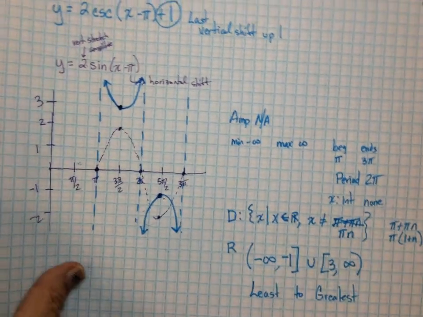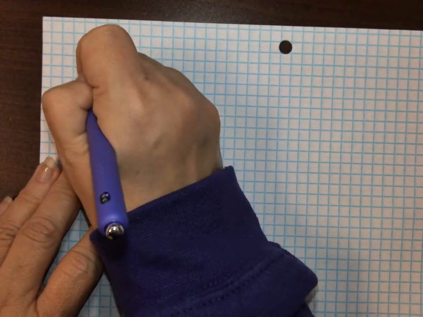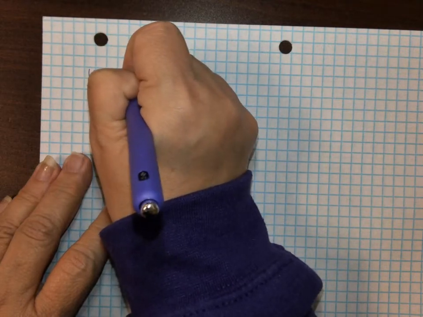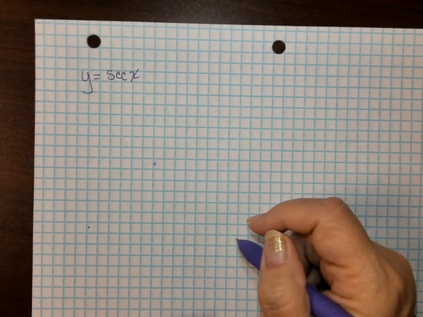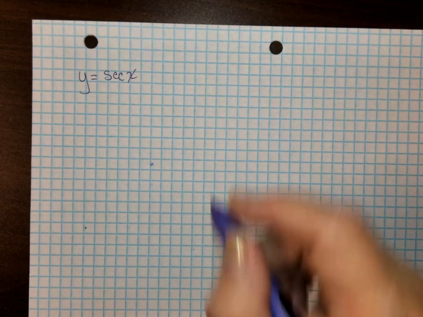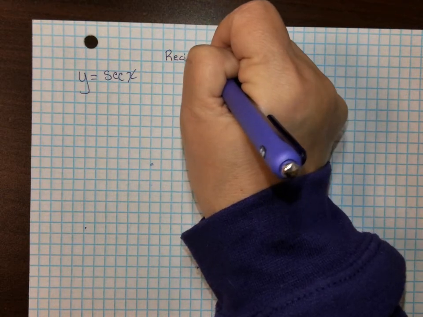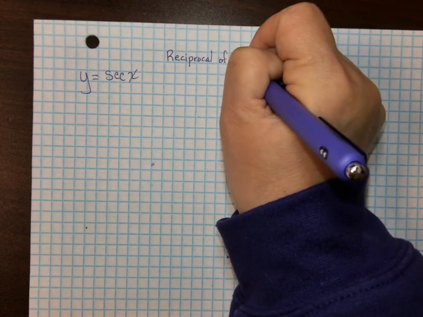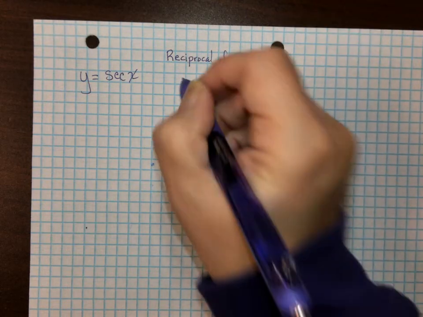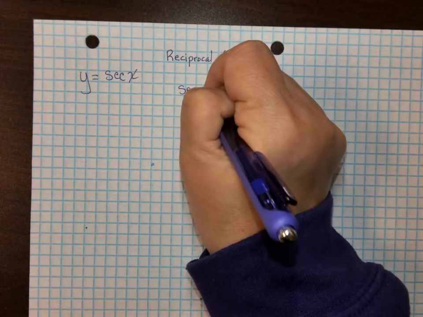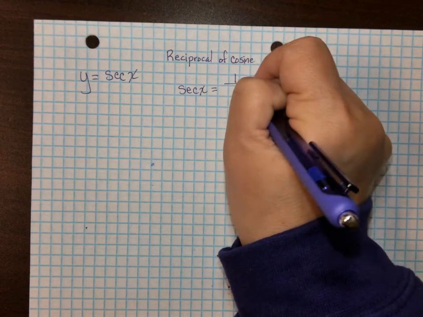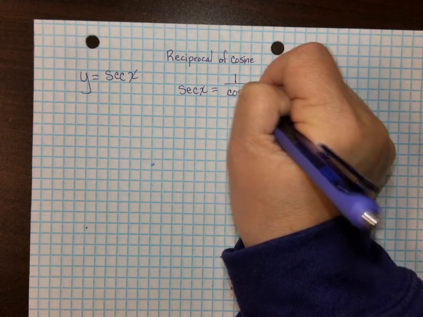Alright, so that's cosecant. So now we're going to switch over to secant. So if we have the function y equals secant of x, we want to recall that secant is the reciprocal of cosine. So what that means is that secant of x is equal to 1 over cosine x. That's what it means to be a reciprocal.